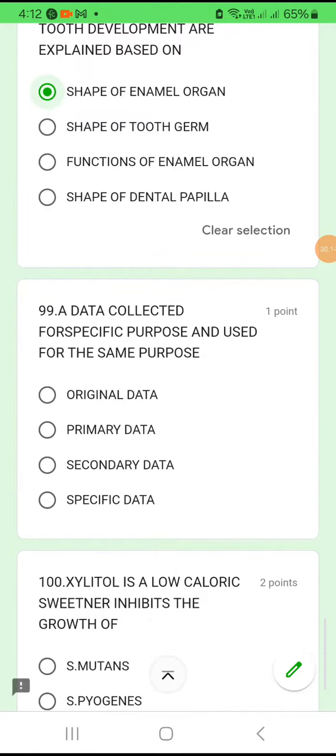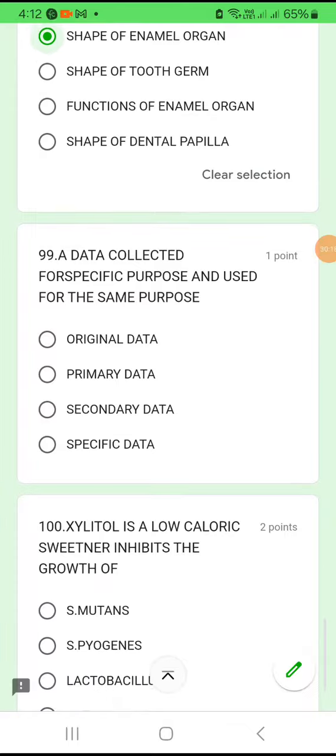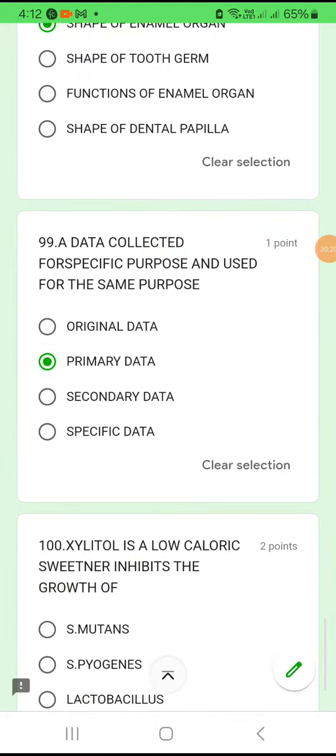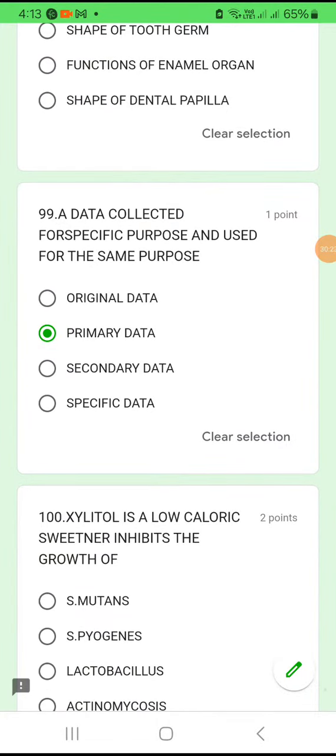Question number 99. Data collected for a specific purpose and used for the same purpose is called primary data. Okay, you are collecting the data and using it for the same purpose only, then it is called primary data.